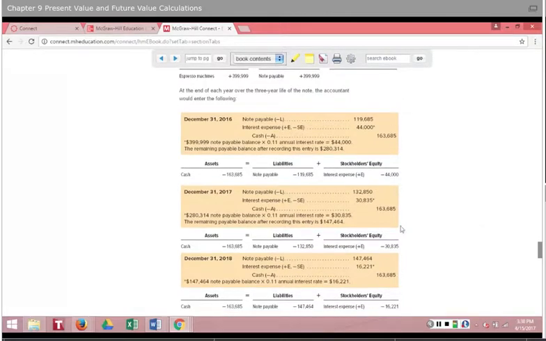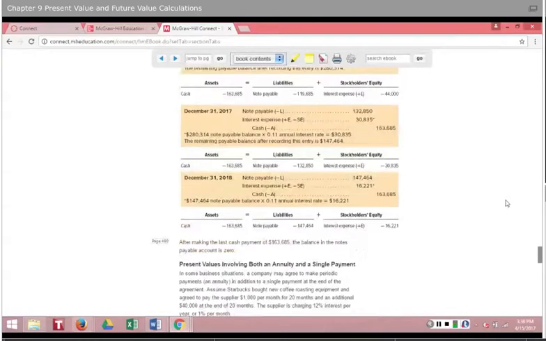Finally, because the note has dropped again, now to $147,464, when we multiply it times 11%, the interest in year three is much less than it was in year one and year two. We end up deducting the $16,221 from the cash payment, and that shows that we're going to pay off the remaining balance of the note. So the note at the end of year three would equal zero.